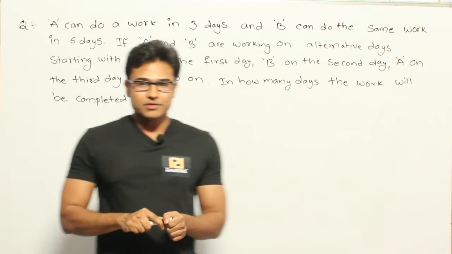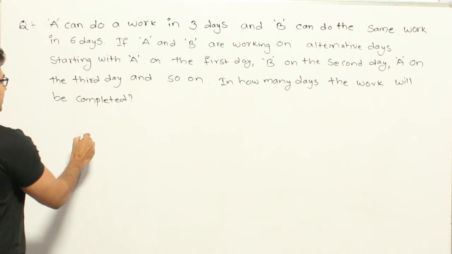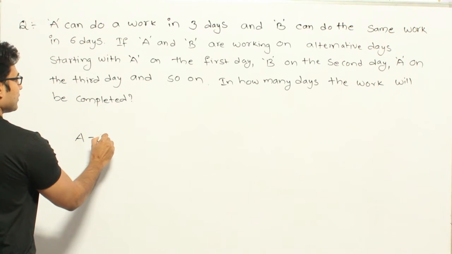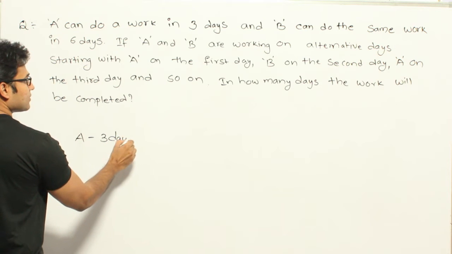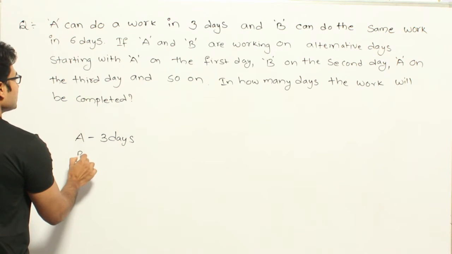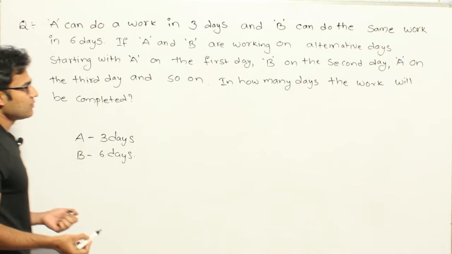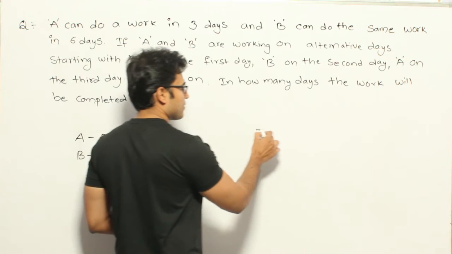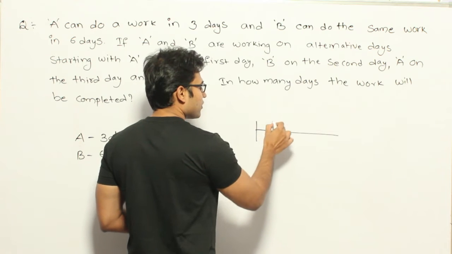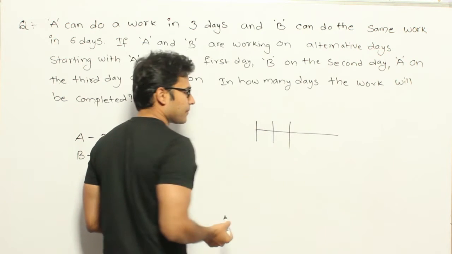So what they are trying to say here is, one is that capacities are given. They are saying that A can do a work in 3 days and B can do the same work in 6 days. This is what is given, and the way they are working is quite different from all the previous questions.